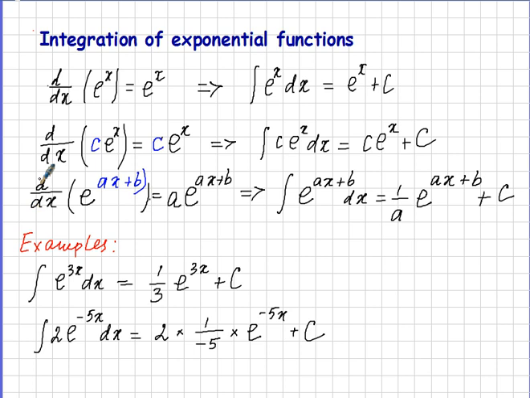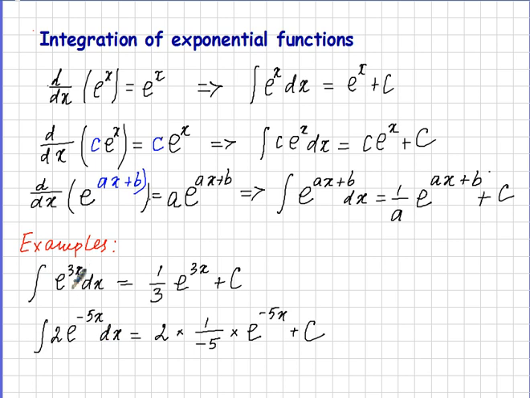In the same manner, if we have to differentiate e to the power of ax plus b, we know that the derivative is going to be e to the power of ax plus b multiplied by the derivative of the internal function, which is ax plus b, and that is a. So therefore, the integral of e to the power of ax plus b dx is going to be 1 over a, because we have to compensate for that a that will come from the differentiation, alright? So it's going to be 1 over a times e to the power of ax plus b plus c.